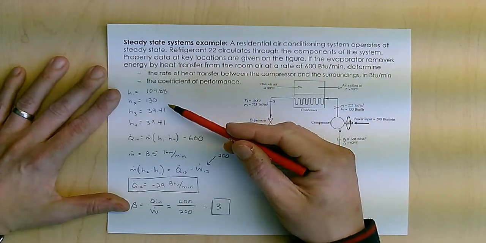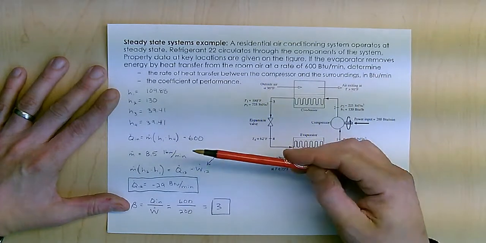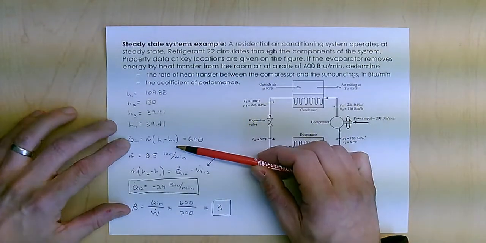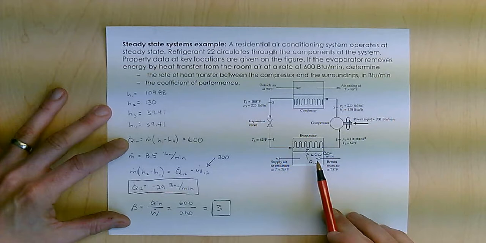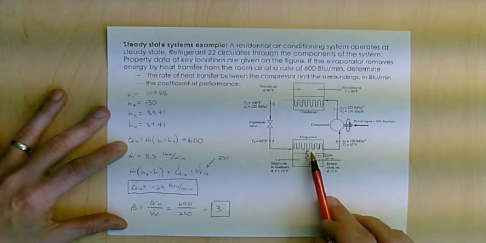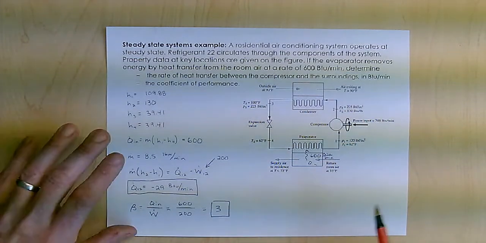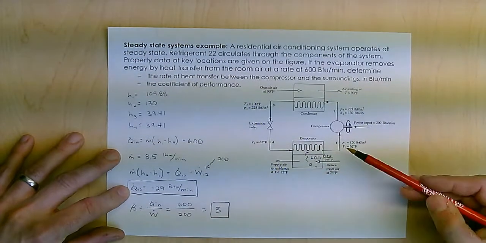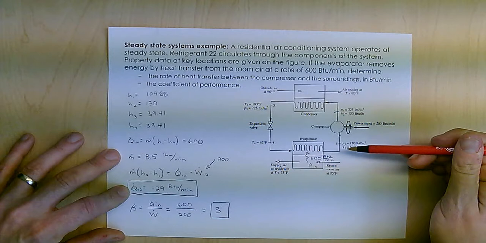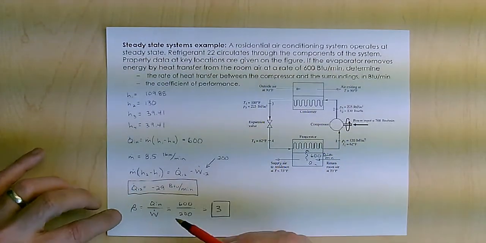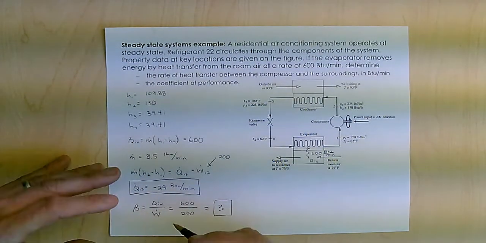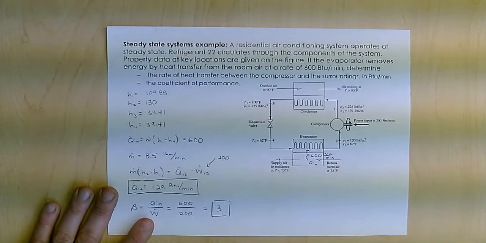So again, set your states, find your enthalpies, figure out your mass flow. Here I found it, knowing my enthalpies and my heat transfer across the evaporator. Once I have those things, then calculate what it's trying to find. So I found the heat here, knowing the work and the enthalpies on each side. And then I found my coefficient of performance just based on what I had already been given.